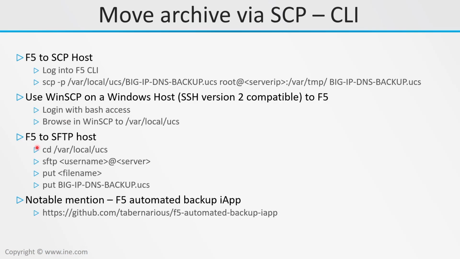You can also use an FTP host, and this is the same process for SFTP. We just log into the F5 CLI, go to that specified directory where that UCS is, and then use the SFTP utility to log into that server and put the UCS file in there.